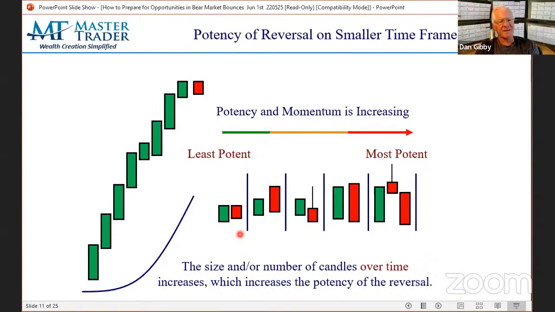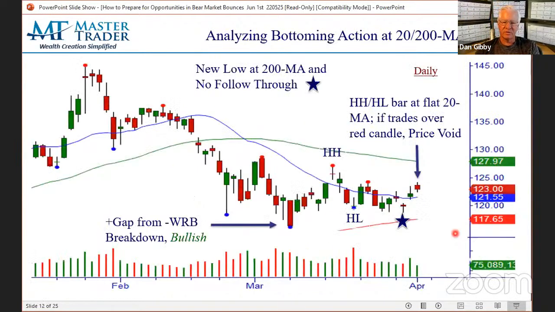So this is just showing you different pictures of the potency of the turn. Again, flip it upside down, and this is going to be one of the strategies for our pictures of the turn for a bear market bounce. Got a bunch of different flavors here. They're going to be in different trends.